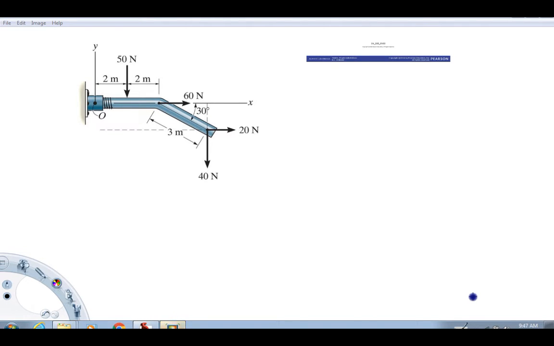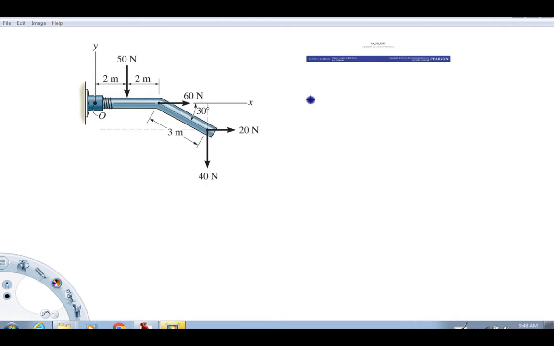The purpose of this video is to show how to use the scalar formulation of torque to calculate the net torque about a point. In this picture, we're looking at this beam-shaped or bar-shaped object with all these forces acting in various directions. What we're going to do is calculate the net torque about point O.